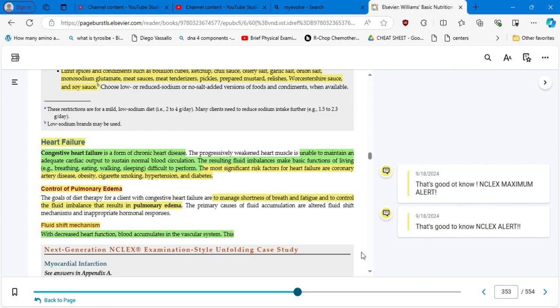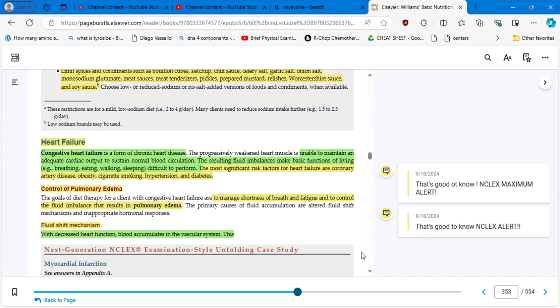So heart failure. Congestive heart failure is a form of chronic heart disease, unable to maintain an adequate cardiac output to sustain normal blood circulation. So we know the triad for heart failure, right? Edema, shortness of breath, and the vein distensions, right? The resulting fluid imbalances make basic functions of living, breathing, eating, walking, sleeping difficult to perform. Again, the patient is going to have problems with breathing. That's why the shortness of breath, eating, walking because of the edema, and sleeping.